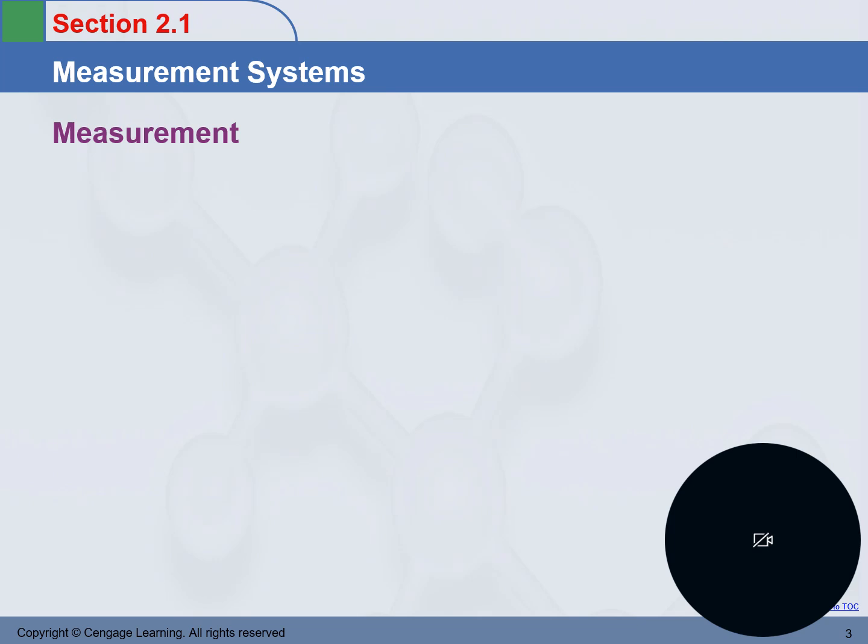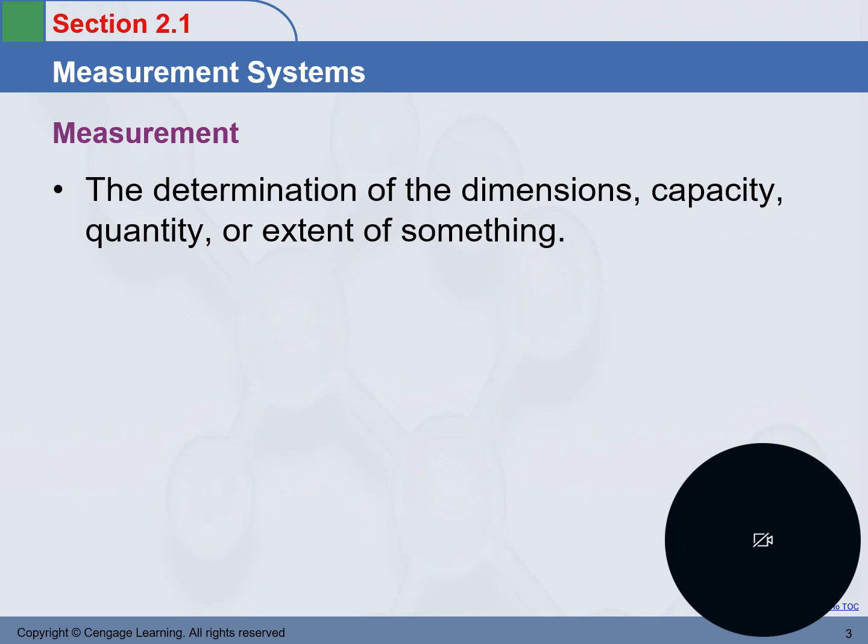First part of chapter 2 is dealing with measurements. Measurements are made on a routine basis. For example, measurements are involved in following recipes for brownies, determination of our heights and weights, and in fueling our cars with gasoline. So a measurement is the determination of the dimensions, capacity, quantity, or extent of something.